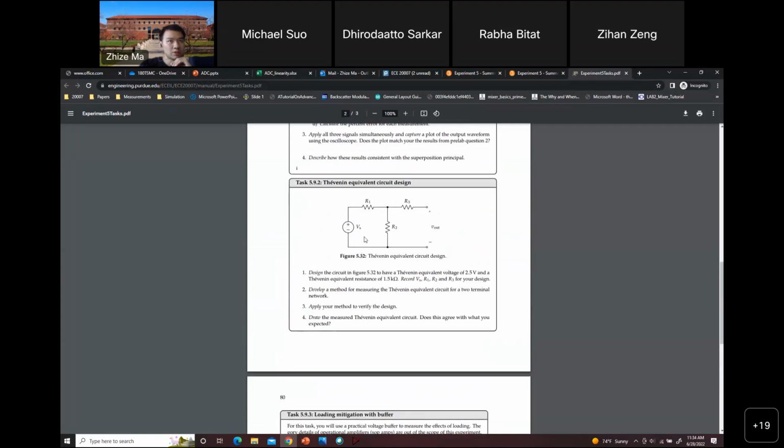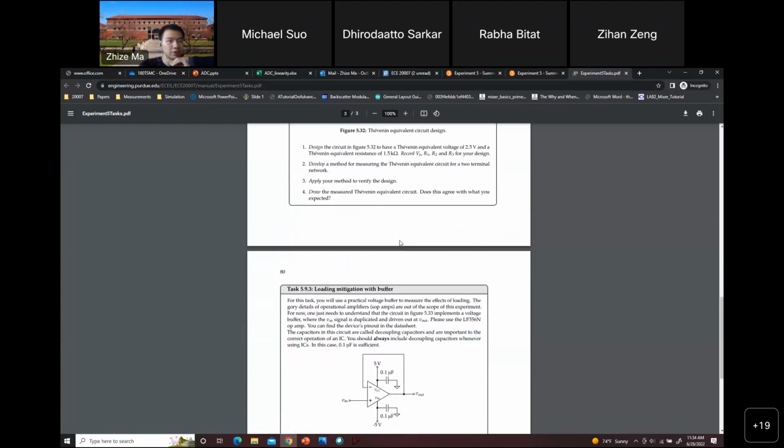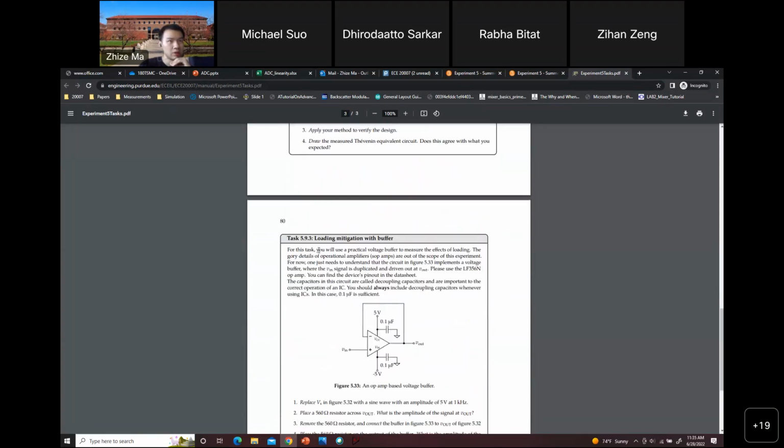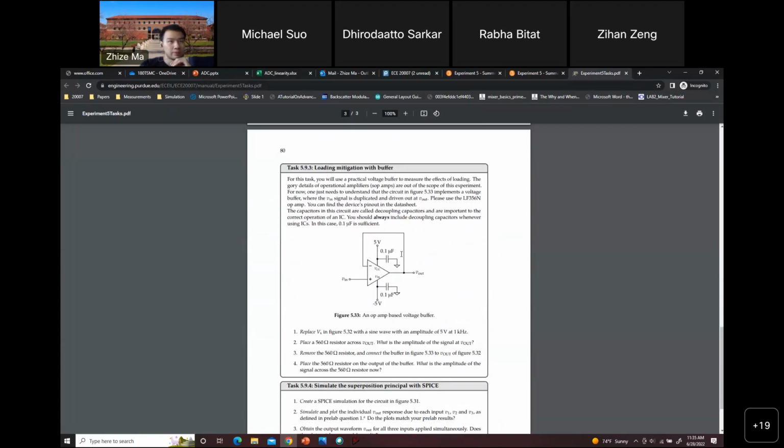After you build task 2, don't remove your circuit from the breadboard. You will continue to use it in task 3. Task 3 is about the buffer. First of all, what's a buffer? A buffer is a circuit that functions to isolate your circuits, but it can also connect them together.